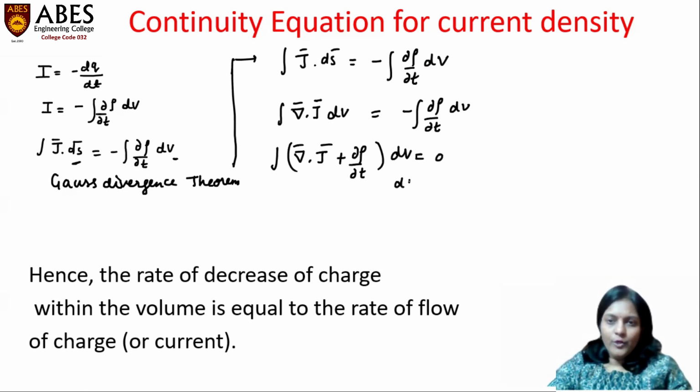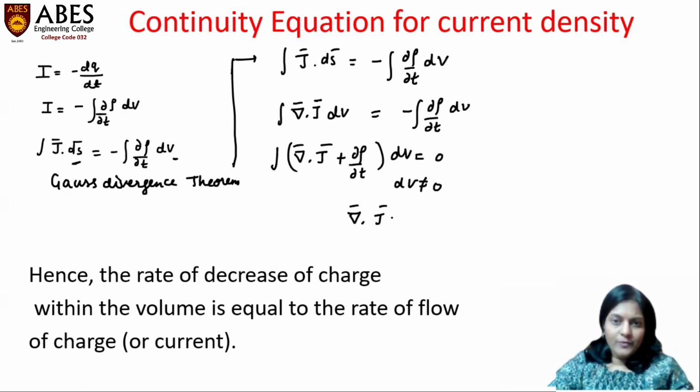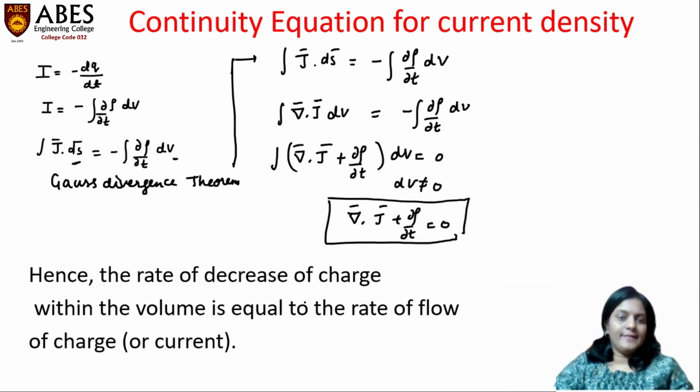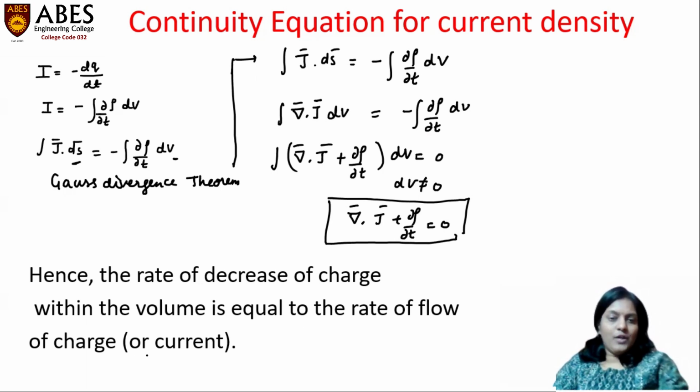Here dV cannot be 0, because it is a very small element of volume, but it cannot be 0. It means this integrand will be 0: del dot J plus del rho by del t is 0. This is called the equation of continuity or continuity equation for current density, which shows that the rate of decrease of charge within the volume is equal to the rate of flow of charge or current.